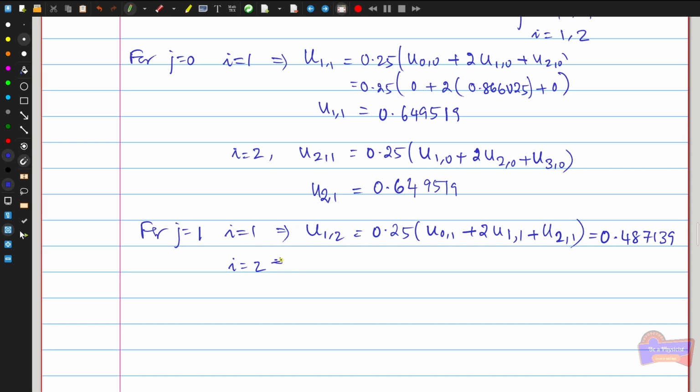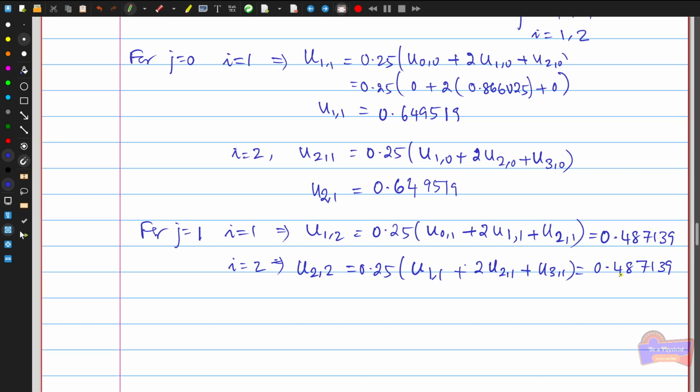And similarly, you can calculate for y equal to 2, u of 2 comma 2, which is again equal to 0.25 of u of 1 comma 1 plus 2 times u of 2 comma 1 plus u of 3 comma 1. So again substituting the values, the final value is given as 0.487139, the same value for u of 2 comma 2 also.